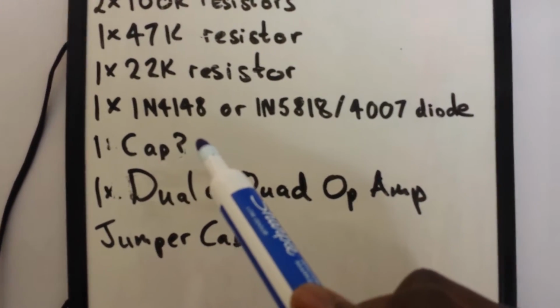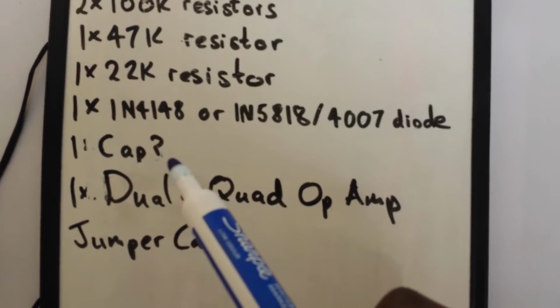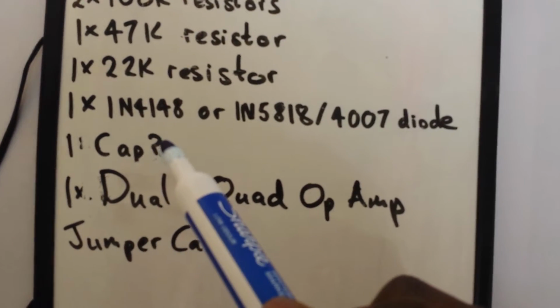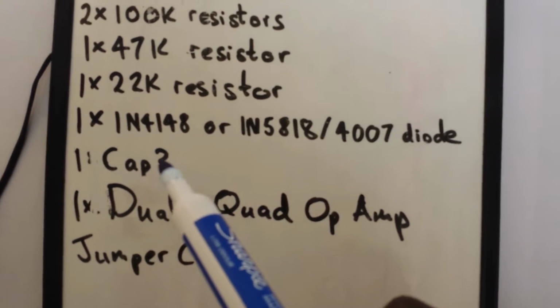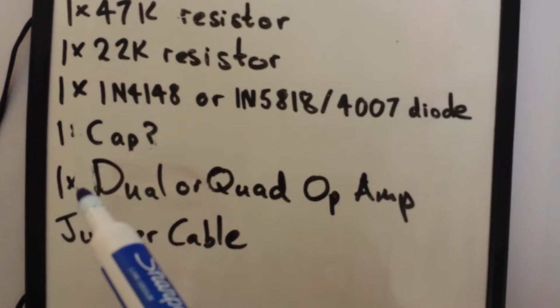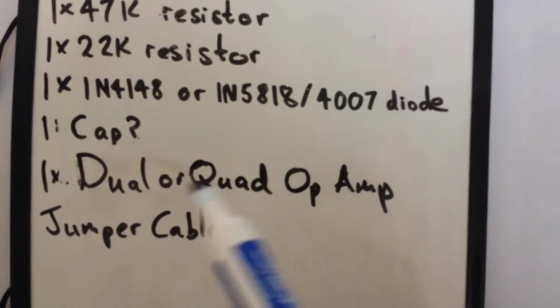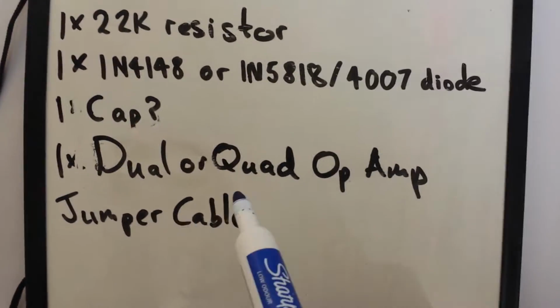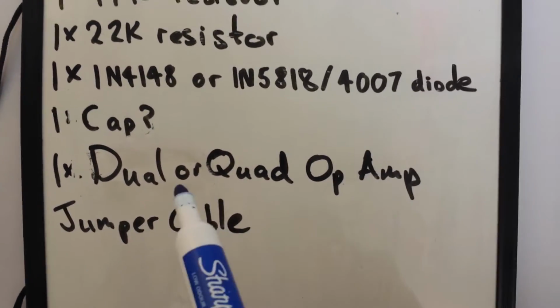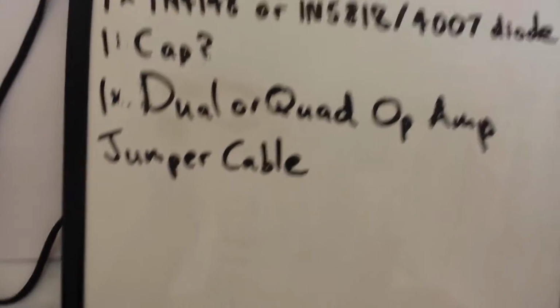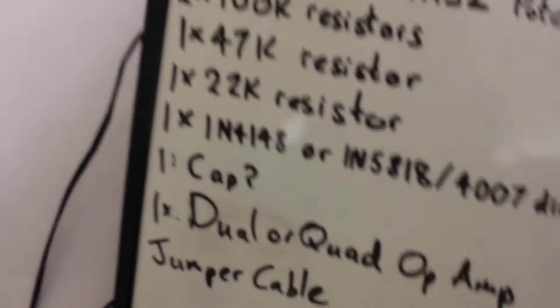Capacitor will be something which you can put in a value of choice depending on your application of your low frequency oscillator, and you'll need either one dual or one quad op amp, and obviously some jumper cable if you're using a breadboard, or some other type of wire if you plan to take this straight to soldering.